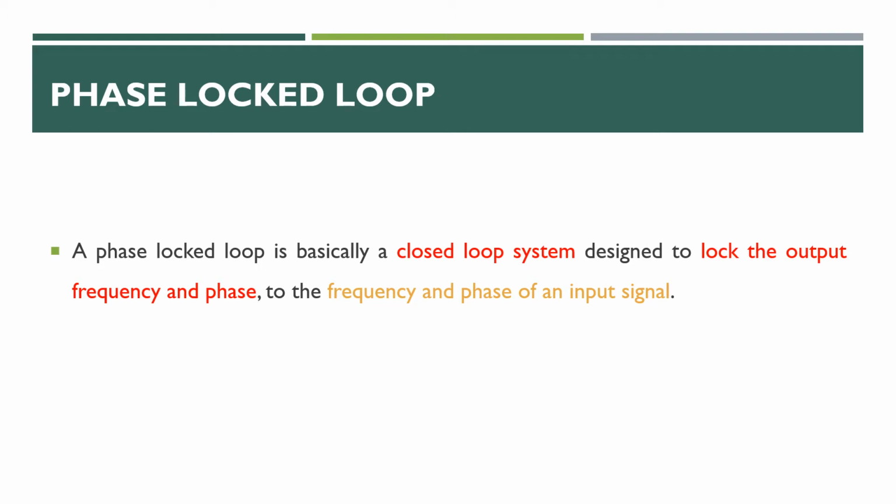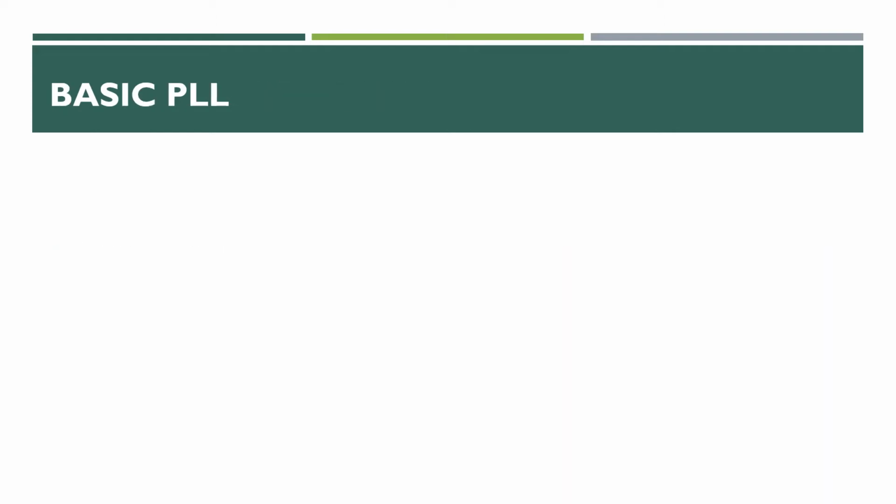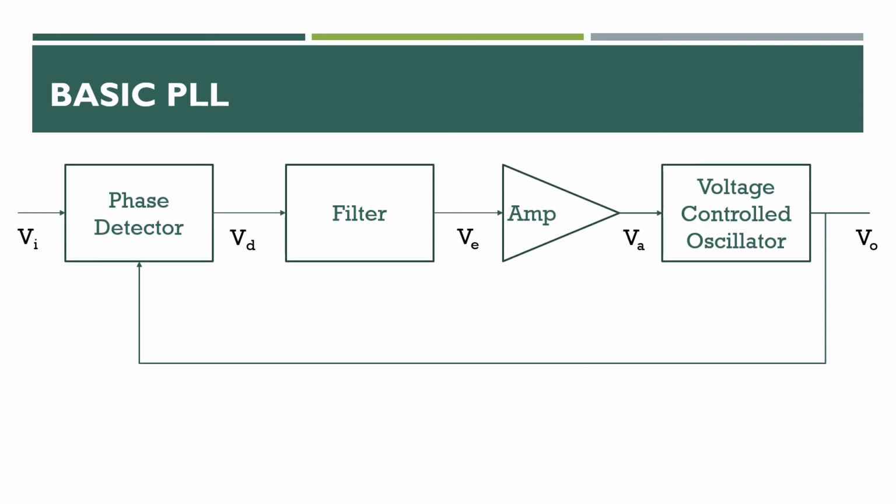If there is a change in the output frequency compared to the input frequency, then the PLL system will make the frequencies equal. We will see the block diagram of this phase locked loop here. This is the basic block diagram of a PLL, consisting of a phase detector, a filter, normally a low pass filter, an error amplifier, and a voltage controlled oscillator. We call it VCO.